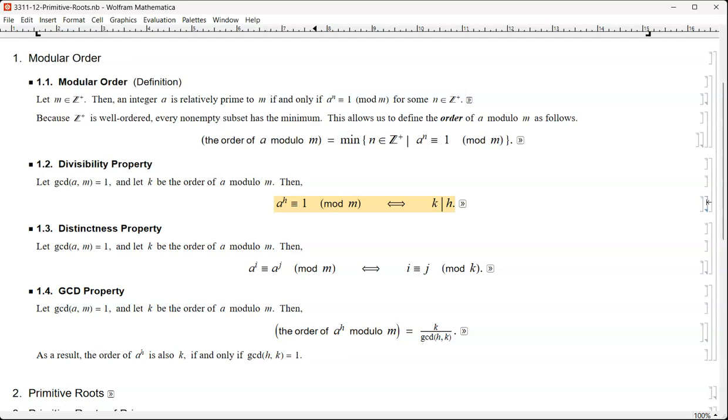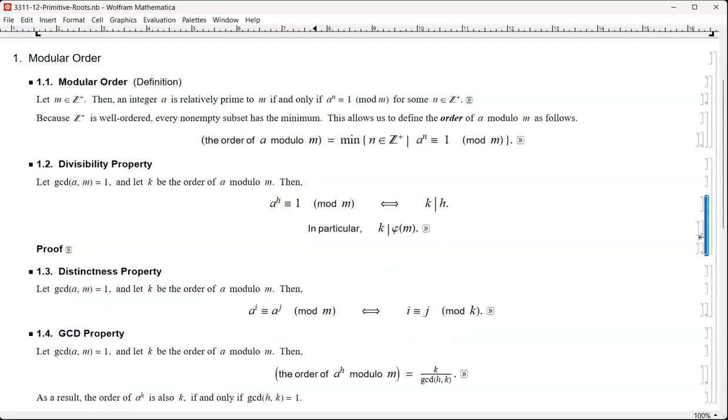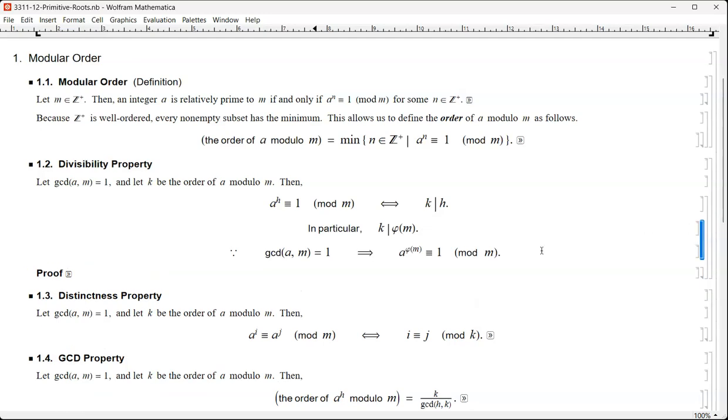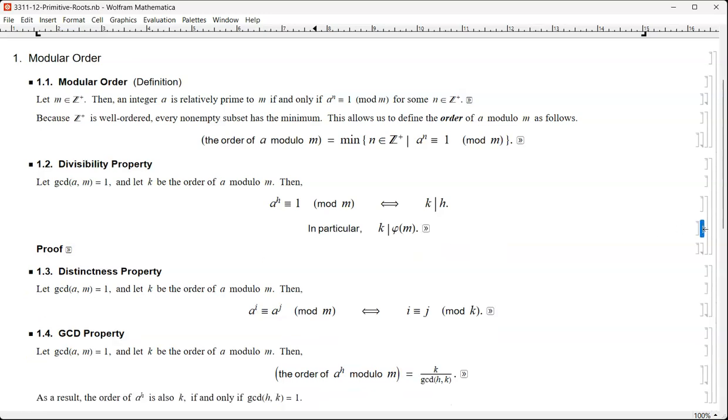And please don't forget a special case. In particular, k divides phi of m, and that's because of the Euler-Fermat theorem. Whenever a and m are relatively prime, a to the phi of m power is congruent to 1 mod m. So that's your h value in this case. So k divides phi of m.